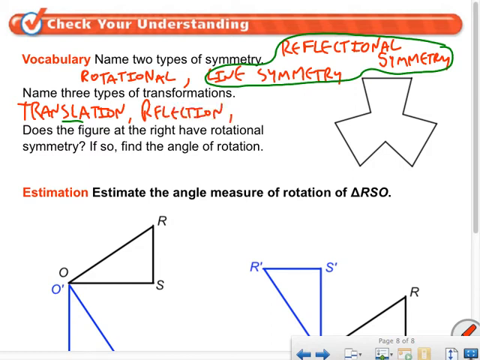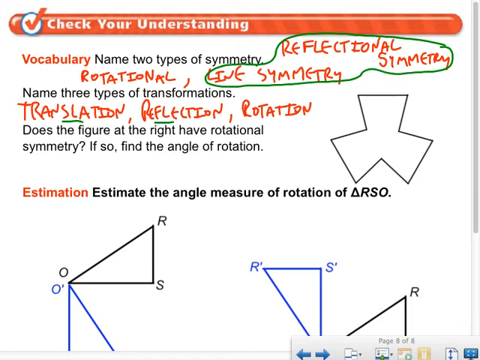Okay, and then we have one more. So FL, flip, reflection. Okay, and the last one is the one we just learned. What is it, class? Rotation. Okay, and that's a turn. You turn it.